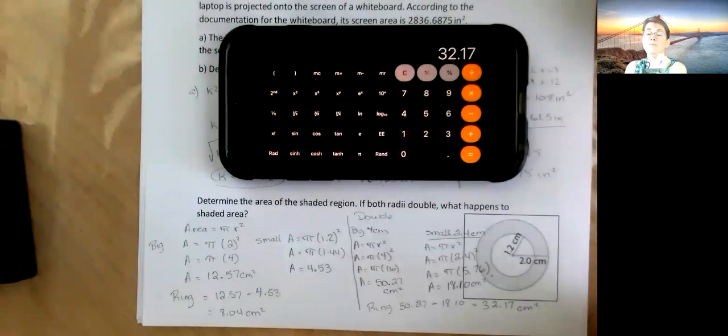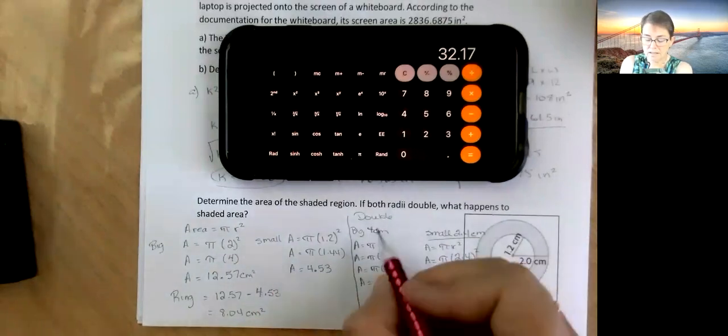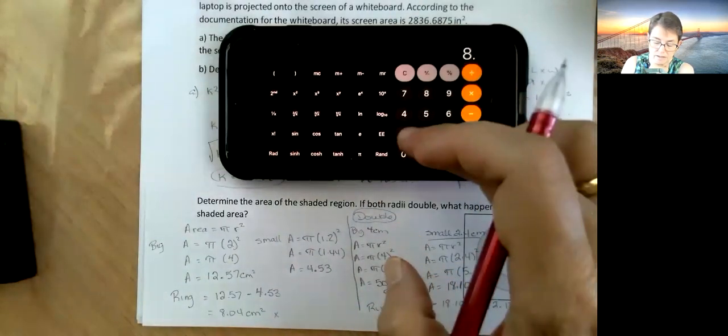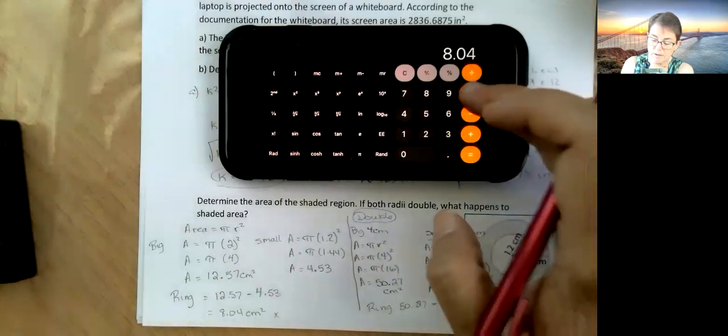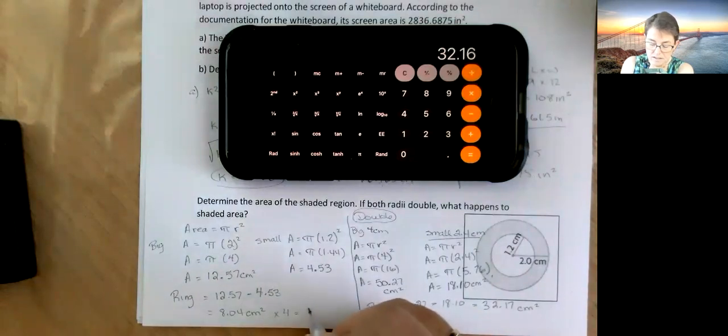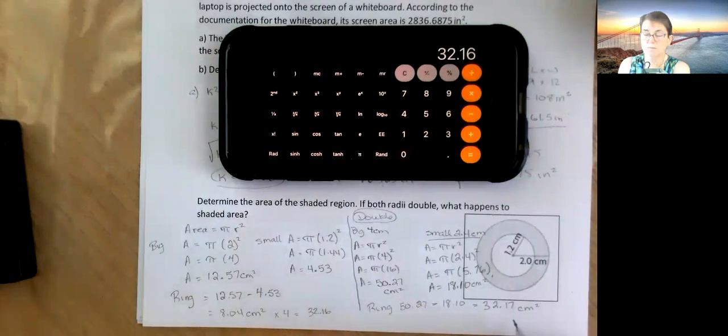Now, does this follow what we've been talking about? What did we do? We doubled our length. Well, if we double our length, our area should be 4 times as much. So if we take the area of the smaller one, 8.04, and we multiply it by 4, we get almost that. Woohoo! And the difference there is just rounding error.